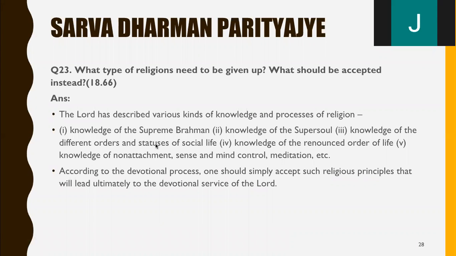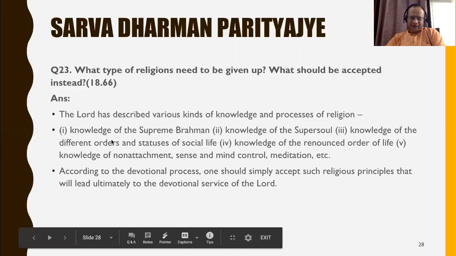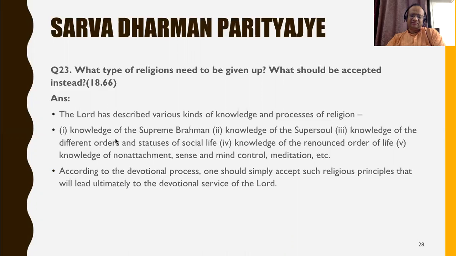Now in conclusion, the Lord says, Arjuna, give up all such karmas and other paths of attaining him and simply surrender to Krishna. So the point is, if you read the purport of Srila Prabhupada, he has given all that knowledge of Supreme Brahman, knowledge of Super Soul, knowledge of different orders and statuses of life, which is Varnashram, knowledge of the renounced order of life, which is sannyas, karma sannyas, then knowledge of non-attachment, this is karma yoga, sense and mind control, meditation, this is something like dhyan yoga.